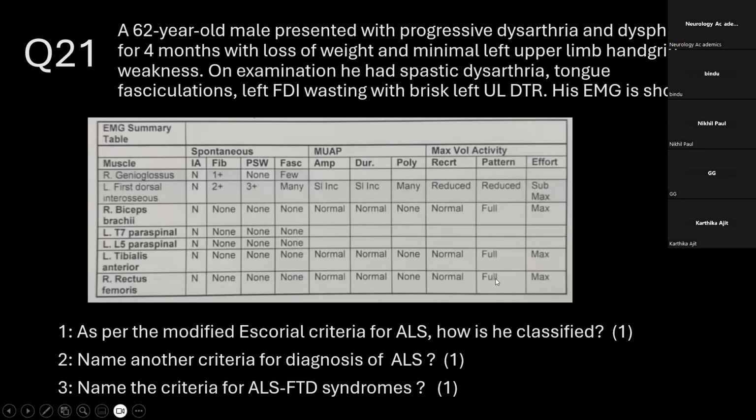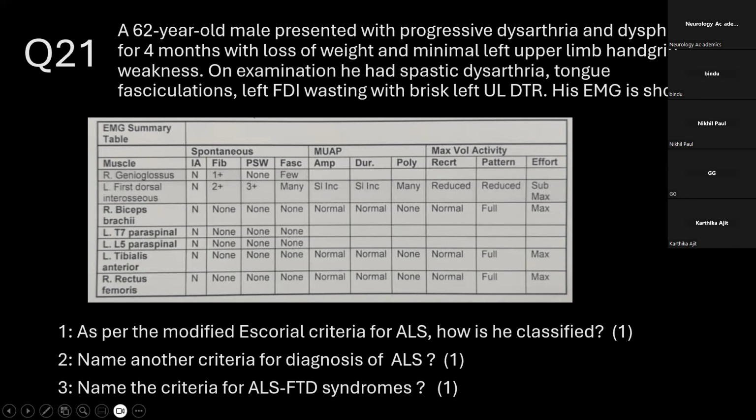This is a question of a 62-year-old male with progressive dysarthria and dysphagia for 4 months and also weakness of the upper limb. And you can see the UMN and LMN signs in 2 segments clinically, and also the EMG showing right genioglossus denervation potentials and left FDI denervation potentials and reinnervation potentials with reduced recruitment.